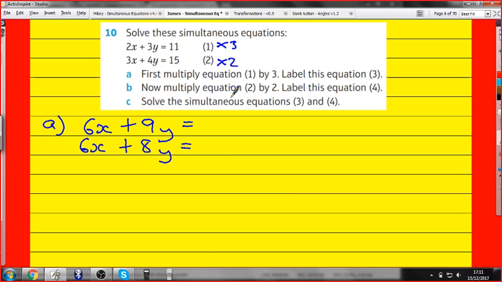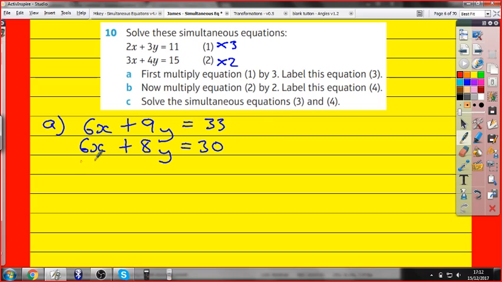You have to multiply everything by 3. Oh yeah. So 33 and 45. What are you multiplying the bottom one by? Oh yeah, sorry. So it'll be 30. Well done. Now you can clearly see that 1y equals 3.